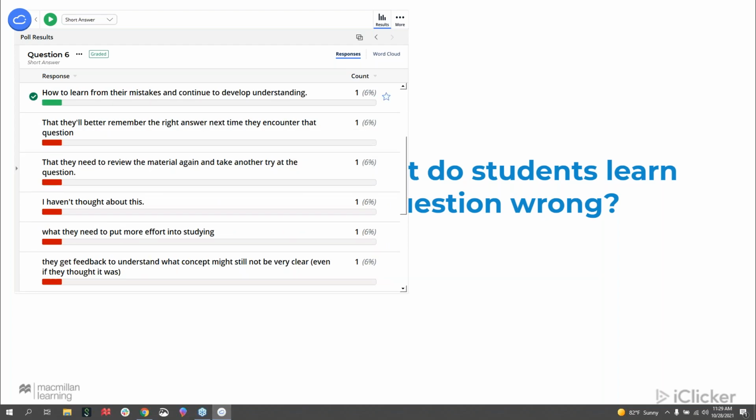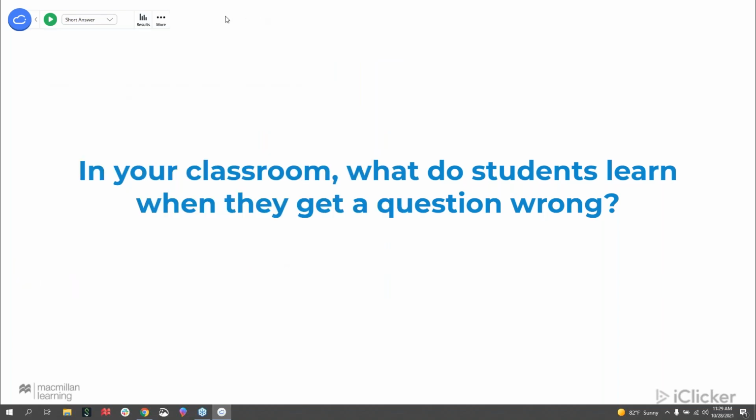That they'll remember the right answer next time they encounter that question, that they need to review the material again and take another try at the question. I haven't thought about this. I love it. Great. This is something to think about. What they need to put more effort into studying. They get feedback to understand what concept might still not be very clear, even if they thought it was. So there's a lot of different things that our students can take from a wrong answer. We just want to make sure that there is a message there, that when my student gets this wrong, you've thought about what message they are taking from it.